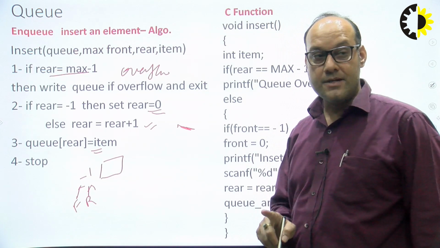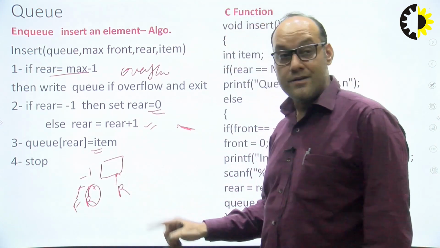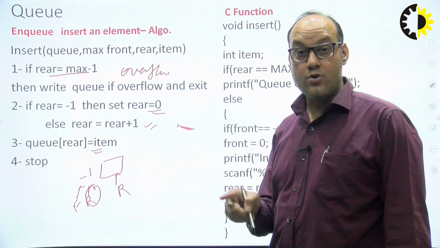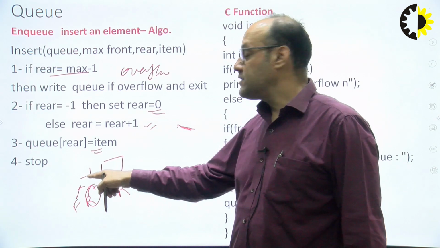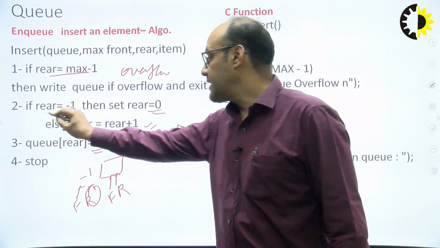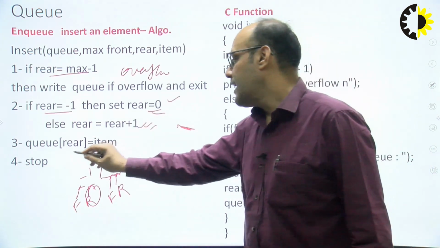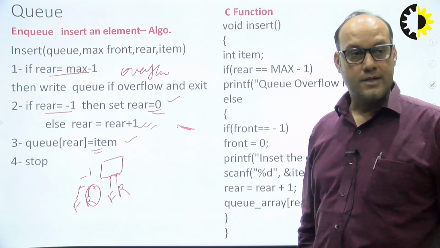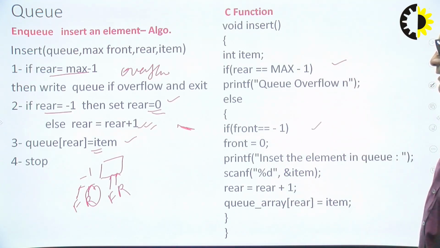Now, if the first element is inserted, then what happens? This rear will point to it. Then we will check whether the element we are going to insert is the first element. We check if front is pointing to minus 1, then it will start pointing to this element. So we have checked if rear is equal to minus 1, then set rear is equal to 0, else rear is equal to rear plus 1, and Q rear is equal to that item will be inserted. This is the respective C function I have shown here.